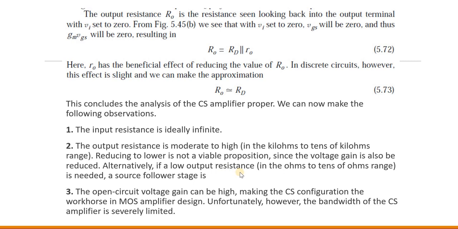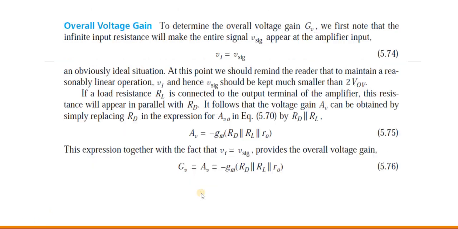Alternatively, if a low output resistance is needed, a source follower stage is considered. Next, the open circuit voltage gain can be high, making the CS configuration a workhorse in MOS amplifier design. Unfortunately, however, the bandwidth of the CS amplifier is severely limited. So this particular thing, the bandwidth of the CS amplifier, you are going to see later. So these three observations we can make: Rin is infinite, output resistance is moderate to high, open circuit voltage gain can be high. And the last one is the overall voltage gain Gv.